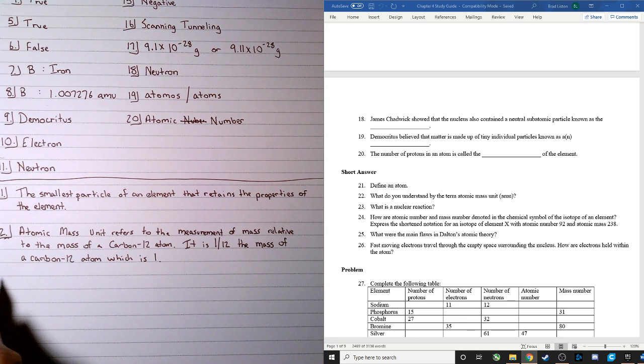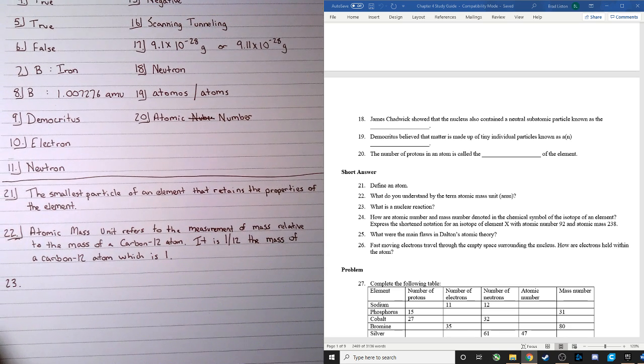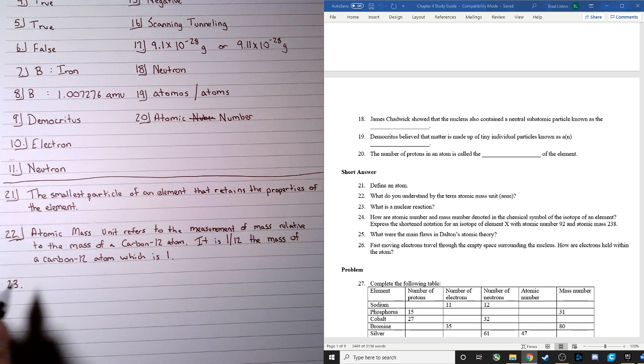All right, number 23. Make sure this is still on the screen. It is. So, what is a nuclear reaction? Simply, it is a reaction that involves a change in the nucleus of an atom. So basically, it can change one element into an atom of another element.